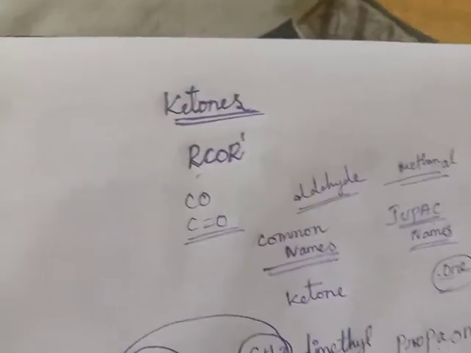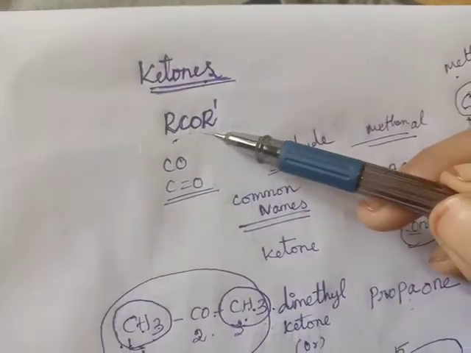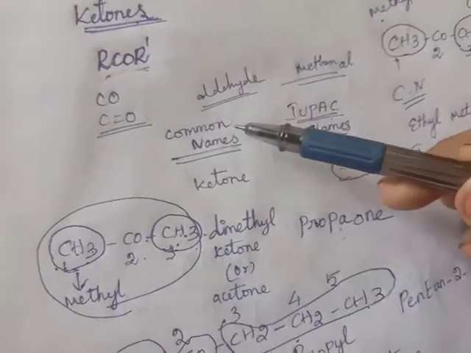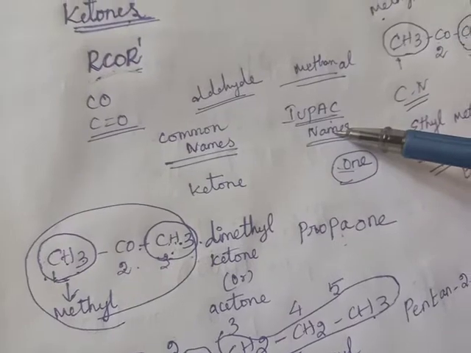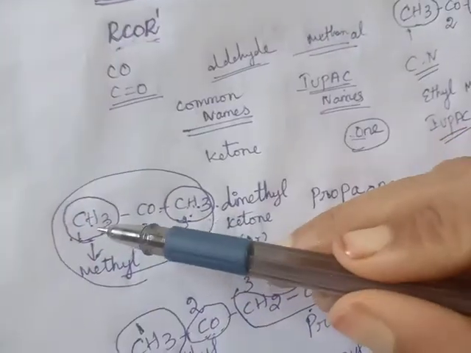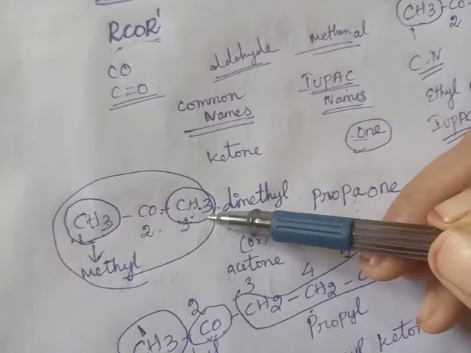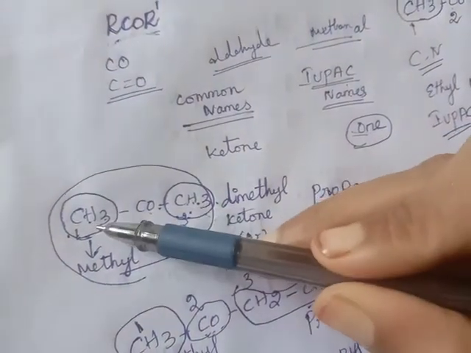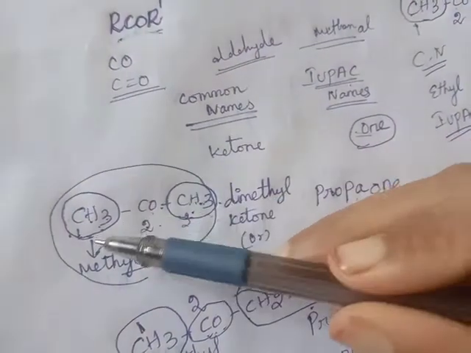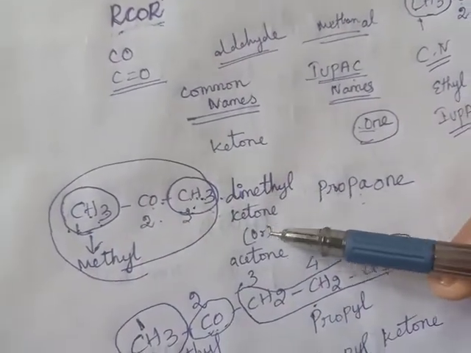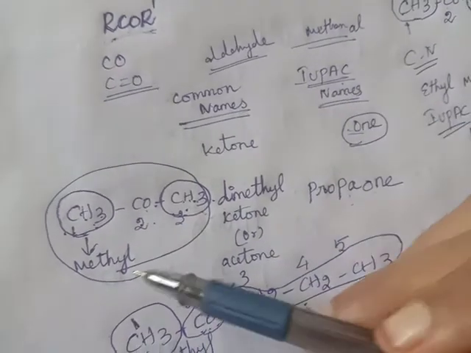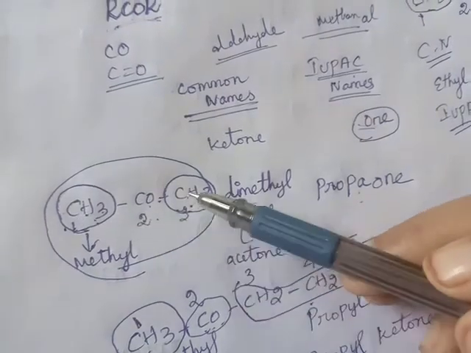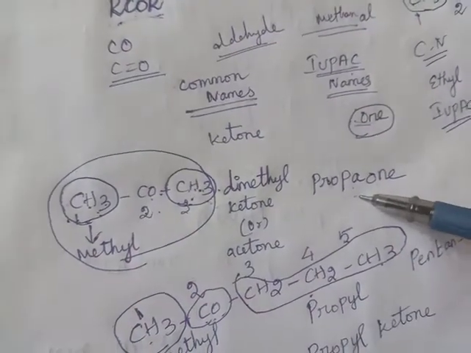Again I will repeat. For ketone, RCOR' is the formula. The CO functional group will be present. Here we are going to write common names and IUPAC names of the ketone. So the first example, CH3COCH3. The common name: we write which groups are attached to the ketone group. Here one methyl group, and here also one methyl group is present. So we write dimethyl ketone or acetone. For the IUPAC name, you have to count the number of carbon atoms: methane, ethane, propane. So the IUPAC name is propanone.